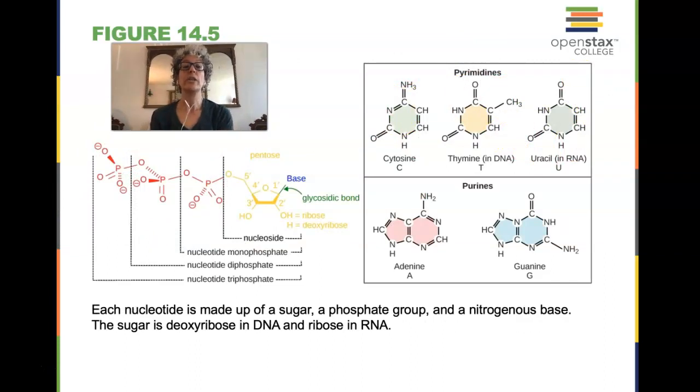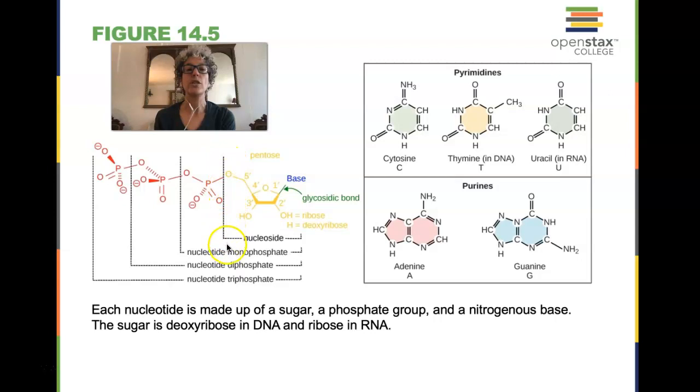A reminder of our nucleotide structure we talked about way back in our macromolecules chapter, that a nucleotide is made up of a sugar. If it is RNA, it will have hydroxyl functional groups at both the 2' and 3' carbons. If it's DNA, which is deoxyribose, it will have an OH at the 2' position, but it will have an H at the 3'.